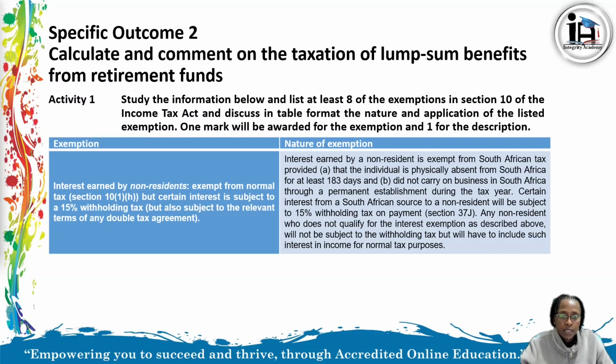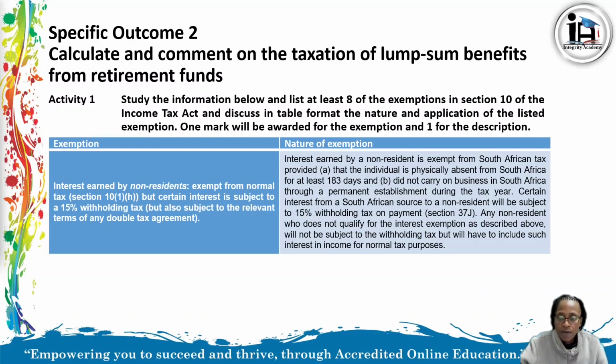Interest earned by a non-resident is exempt from normal tax, section 10(1)(h), but certain interest is subject to a 15% withholding tax, and also subject to the relevant terms of any double tax agreement. The nature of the exemption: interest earned by a non-resident is exempt from South African tax, provided (a) that the individual is physically absent from South Africa for at least 183 days, and (b) did not carry on business in South Africa through a permanent establishment during the tax year.